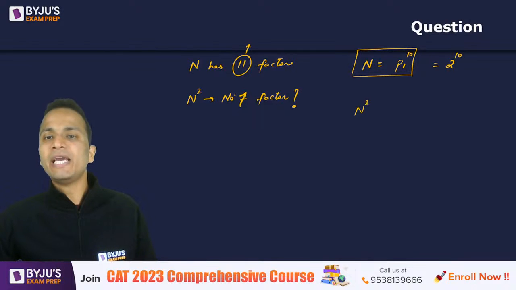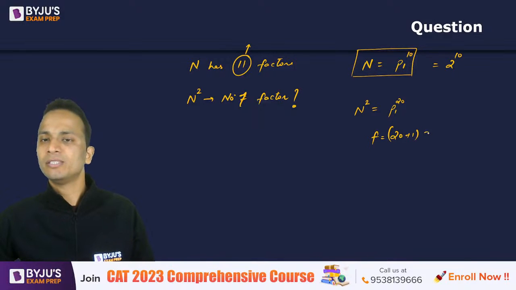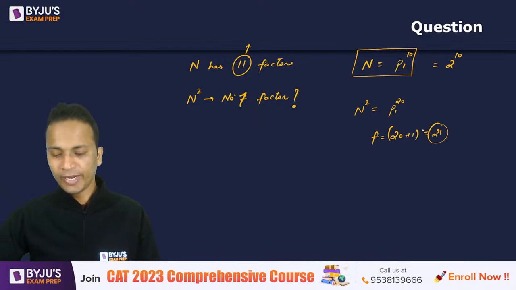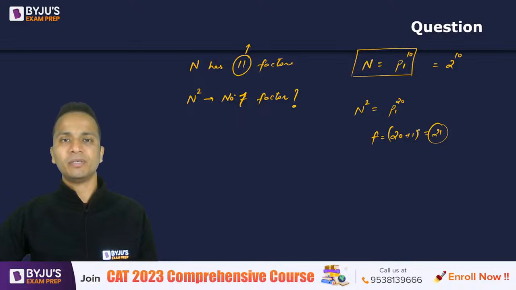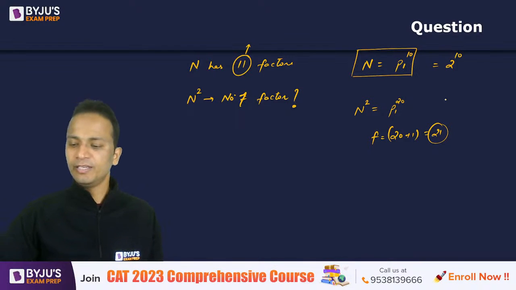So what will be n square? The value of n square will be p1 raised to the power 20, and hence the number of factors of this number will be 20 plus 1, that is 21. So 21 will be the number of factors of this number. All right, fine. Let's take one more question of similar type.